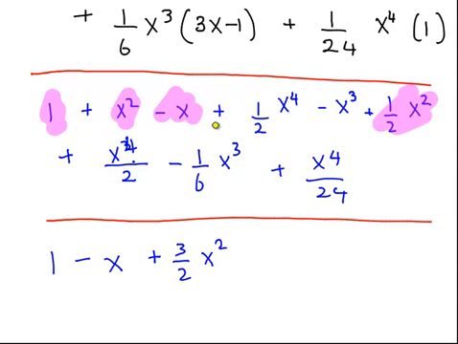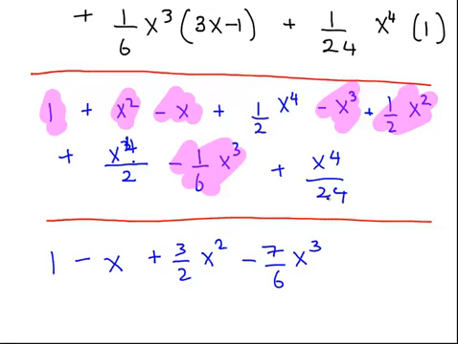Now we look for the x cubed terms. So we have that minus x cubed there, and minus 1/6 x cubed there. Okay. So that is minus 7 over 6 x cubed. And finally all the rest of it there, a half of x to the power of 4 plus a half of x to the power of 4 plus x to the power of 4 over 24. So add them all up together.